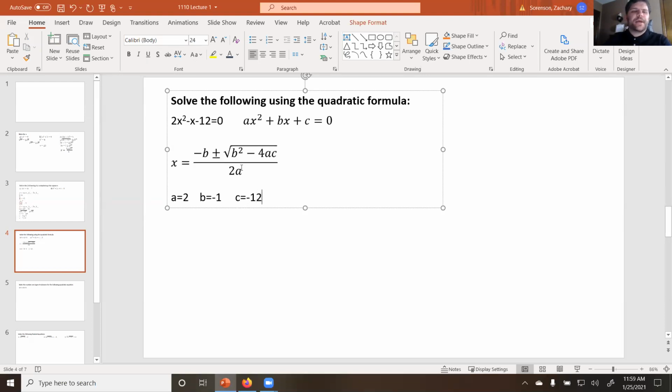Now, let's say hypothetically that I gave you an equation like this. I'm not going to do a full equation, but let's say I gave you that. What's my C in that case? My A would still be 2, my B would still be -1. What's my C?